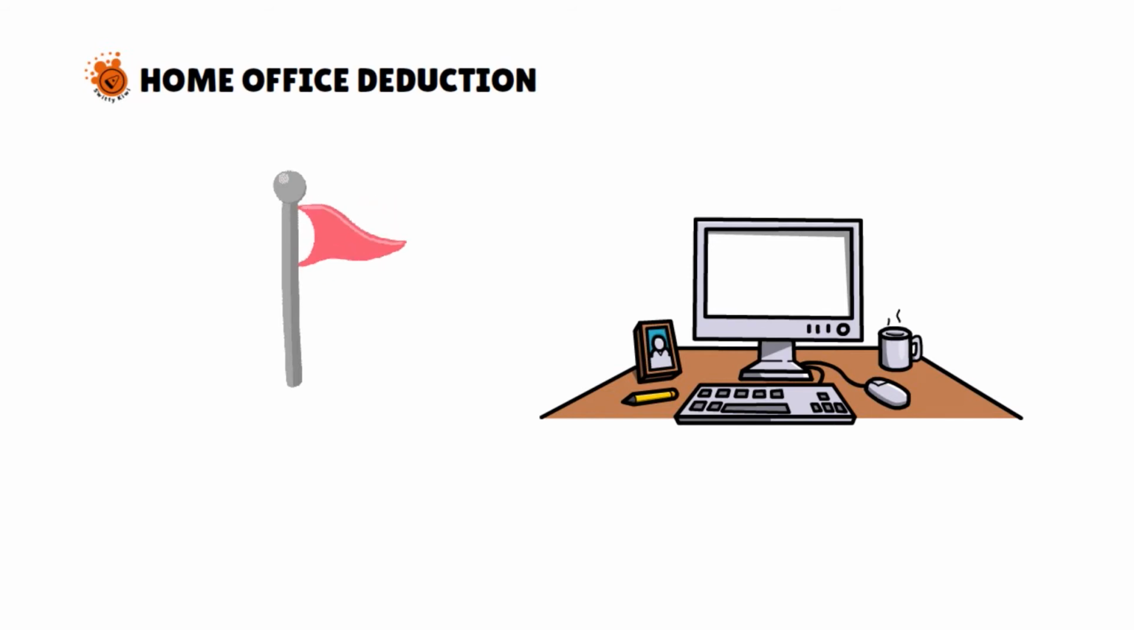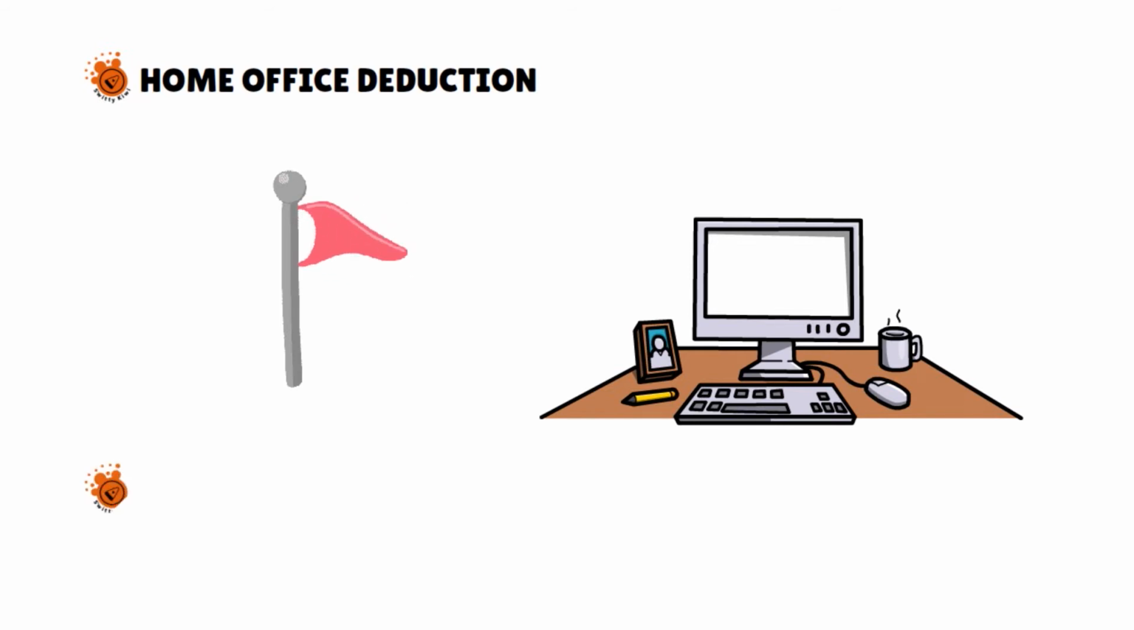With this deduction though, you should keep in mind that you can only deduct expenses for the percentage of your home you use for your business. Additionally, your home office space must be used exclusively for business. So if your office is a corner of your kitchen table, for example, you can't take this deduction.